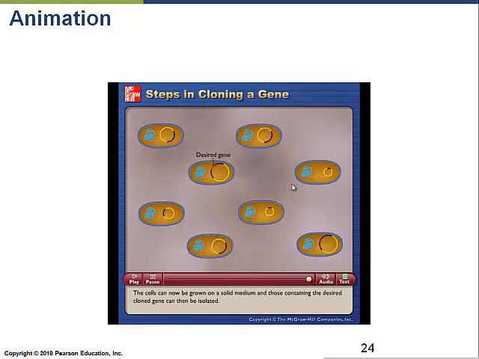And so overnight, we can have, remember, E. coli, which is typically the bacteria used in this case, can divide once every 15 minutes. And so we put this in a petri dish at, say, 5 o'clock in the afternoon. We come back at 8 o'clock the next morning, and we have millions of copies of the gene that we want.